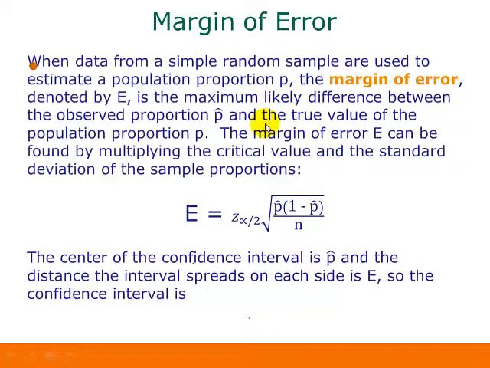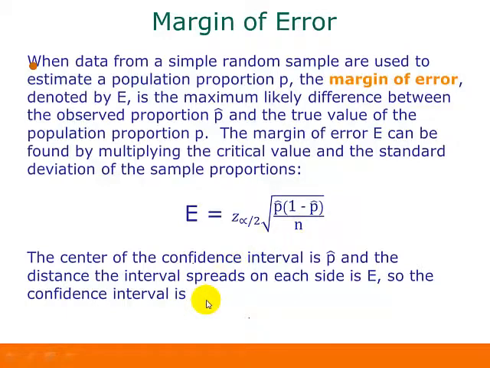So when data from a simple random sample are used to estimate a population proportion P, the margin of error, which we denote by a capital E, is the maximum likely difference between the observed proportion p hat and the true value of the population proportion P. The margin of error E can be found by multiplying the critical value and the standard deviation of the sample proportions. So here's the formula. Our margin of error is equal to our critical value, z alpha over 2, times the square root of p hat times 1 minus p hat divided by n.